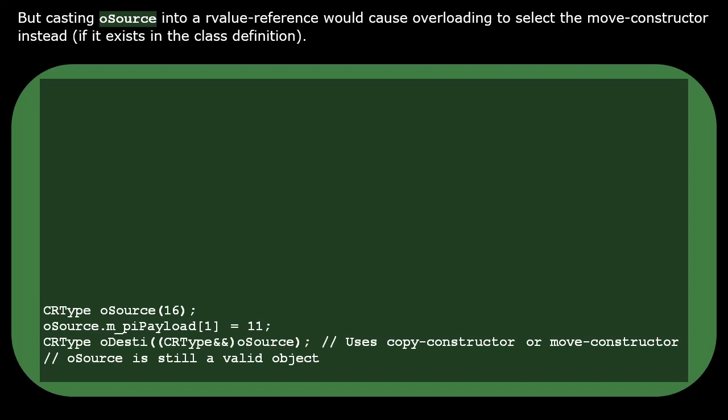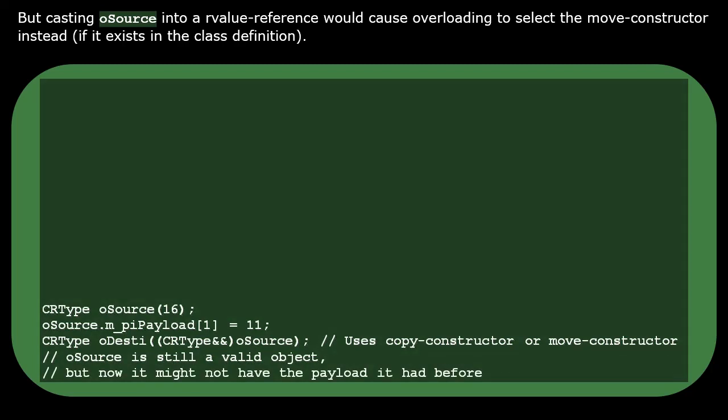So you, the client programmer, should think of this code as a request. I won't need oSource as it is anymore, so move if possible, but fall back on copying if that's all you can do. The responsibility of the class programmer is that in either case, the oSource variable must have been left in a valid state, so that either way, you, the client programmer, can still continue to use that oSource variable after this code has been done.